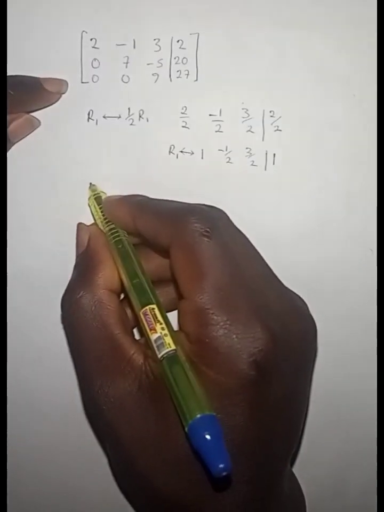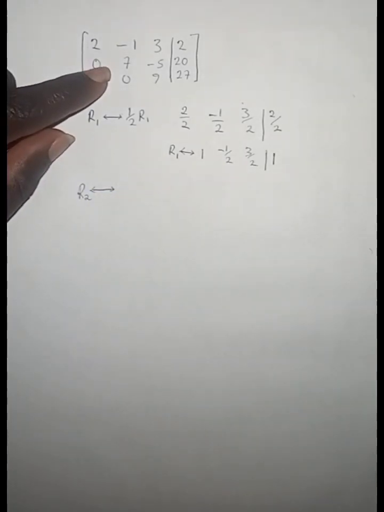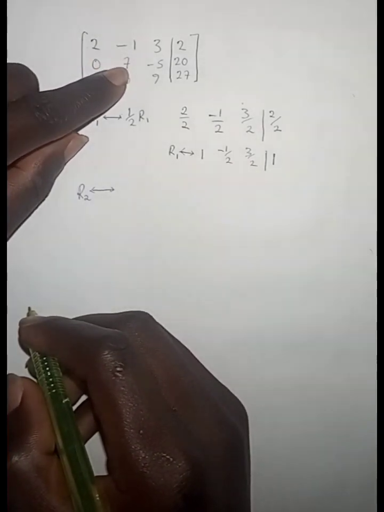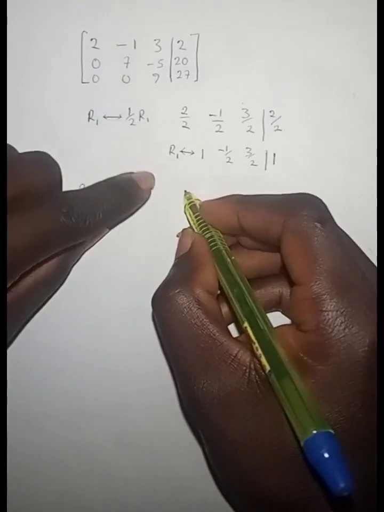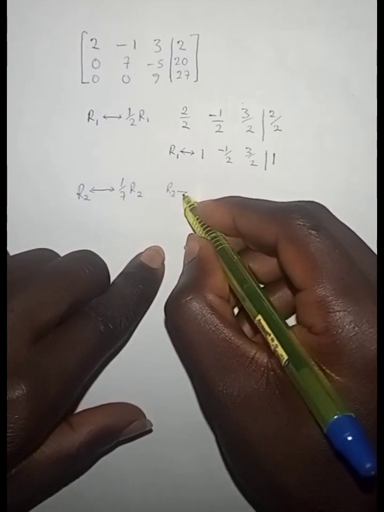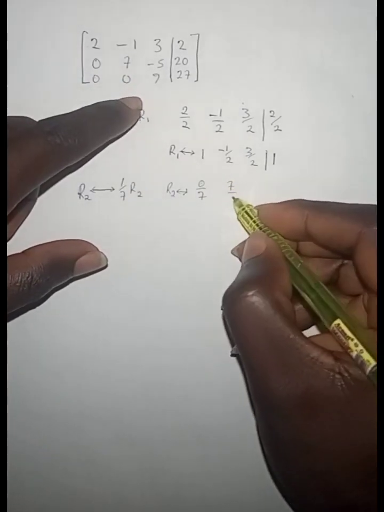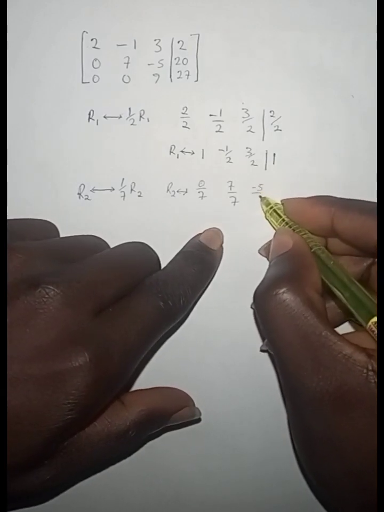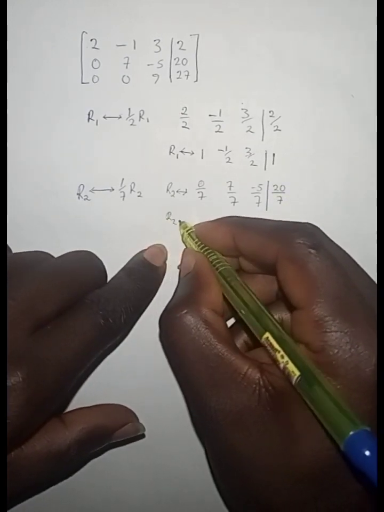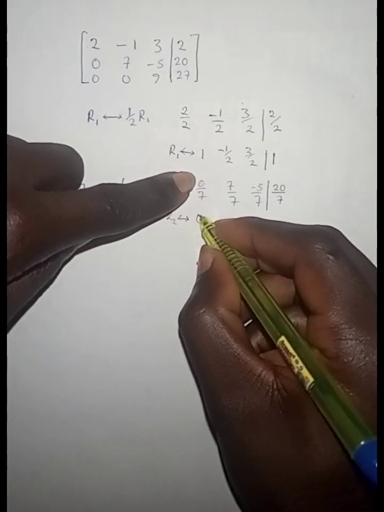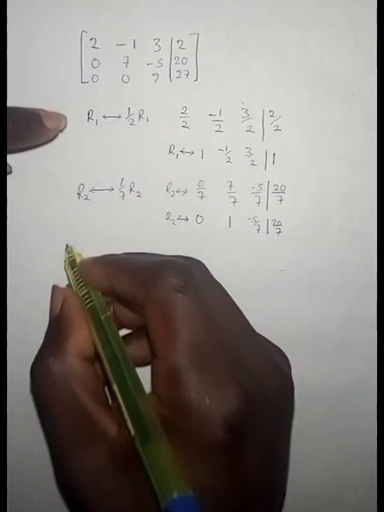For row 2, we divide through by 7. So 1 over 7 row 2, which row 2 will be swapped as 0 over 7, 7 over 7, minus 5 over 7, then 20 over 7, which row 2 will be now equal to 0, 1, minus 5 over 7, and 20 over 7.